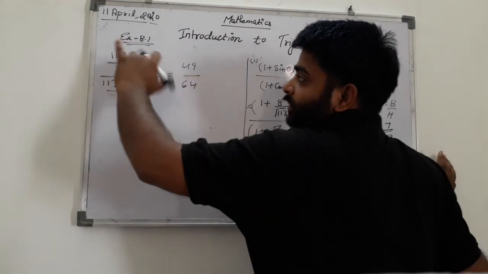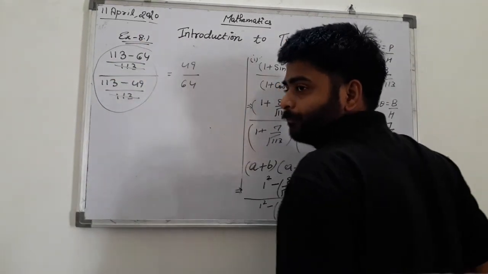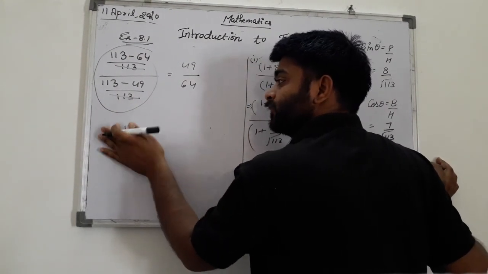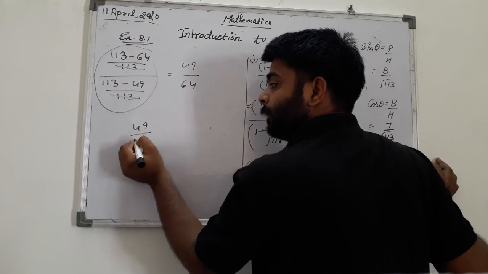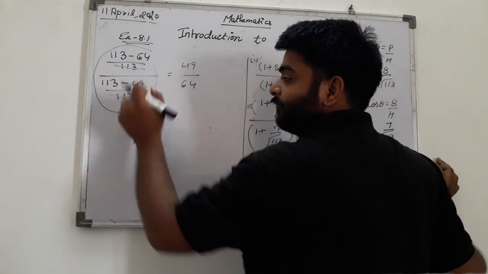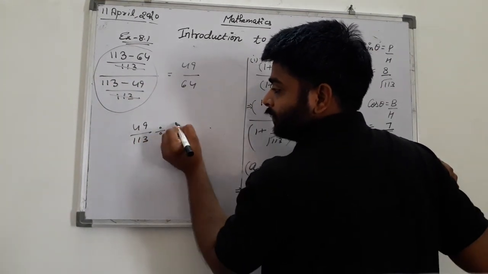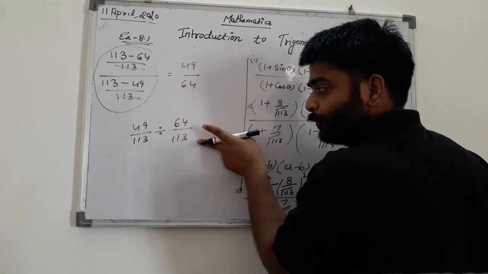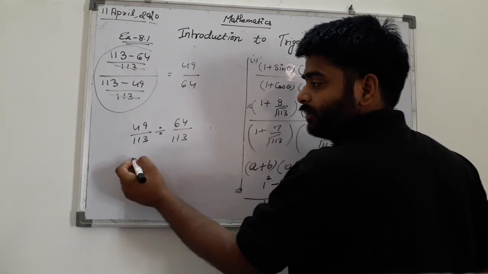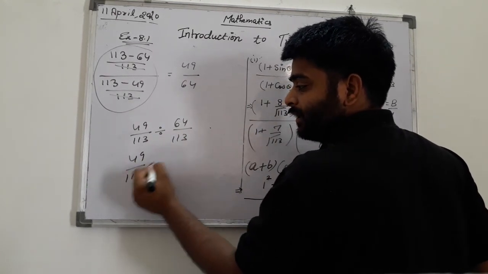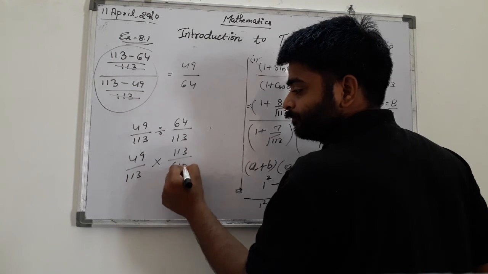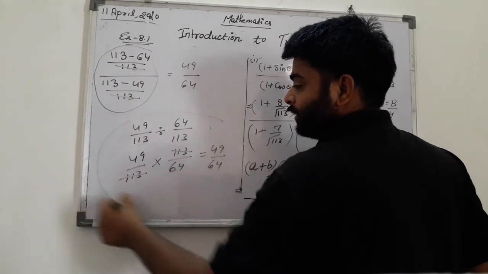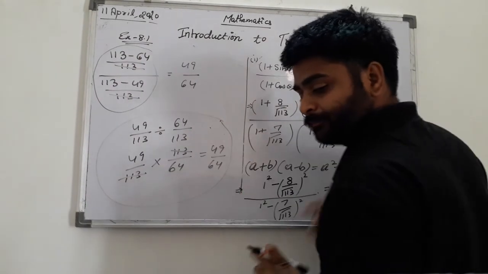Now the question is how these values cancel out. Look at it properly. It's 49 upon 113 divided by 64 upon 113. Now class, if I take the reciprocal, the sign will change and it comes in multiply. So the 113 will cancel out. What is there? 49 upon 64. It's the solution for this part.